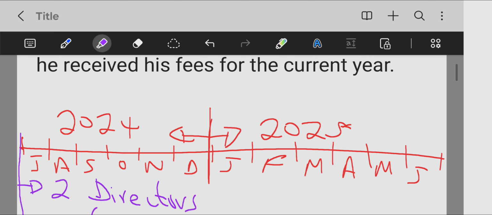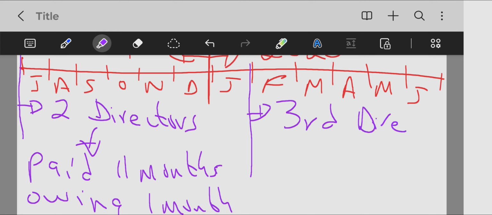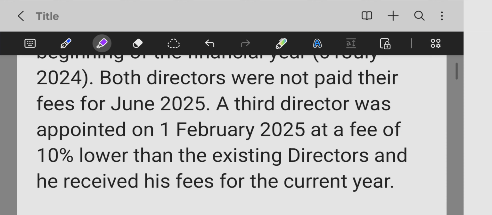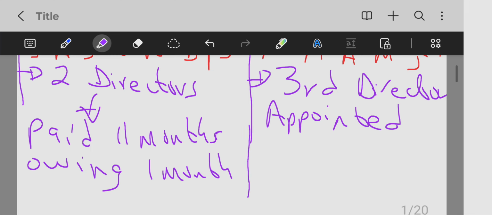Let's go down and jot this. On the 1st of February, third director appointed, at a fee of 10% lower than the existing directors. Okay, let's jot this down. Less 10% fees.